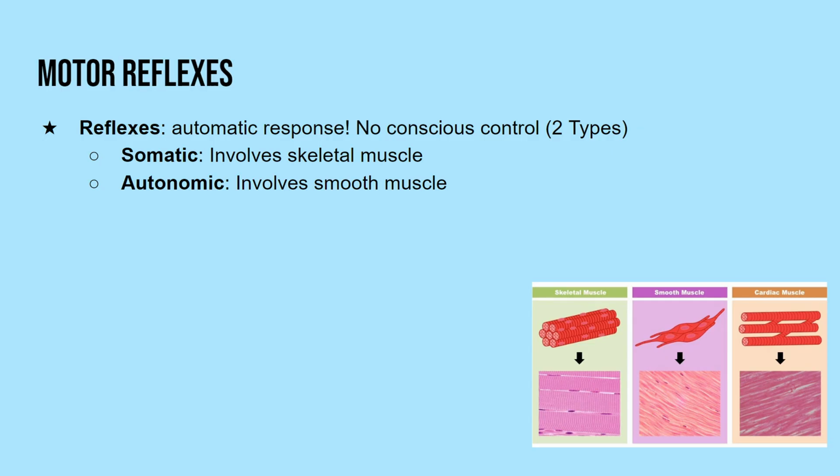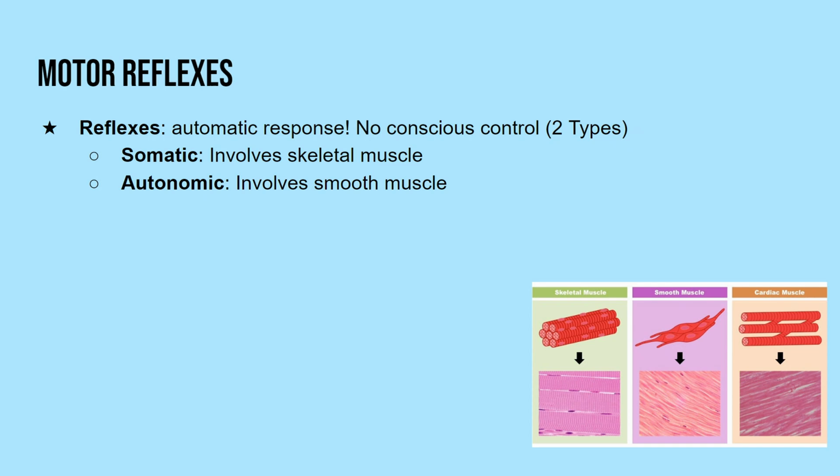Now we're going to get into reflexes. So I mentioned this before. Reflexes are when the signal from the neuron doesn't go all the way up to the brain. It kind of just synapses with a motor neuron in the spinal cord and then goes right back to the muscle. So it's when you don't even register in your brain that you're going to respond to something, which is kind of cool. So there are two types of reflexes, somatic and autonomic. Somatic reflexes involve skeletal muscle, and autonomic reflexes involve smooth muscle.